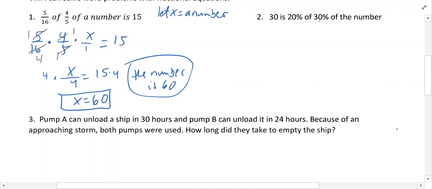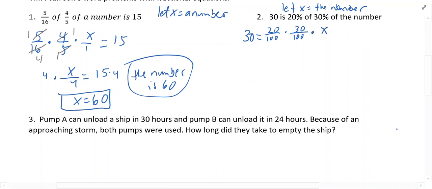30 is 20% of 30% of the number. So again, we're going to say let x equal the number. Okay, so 30 equals 20%. I'm going to write 20% as a fraction, so 20 over 100, times 30%, so 30 over 100 of a number, so times x.